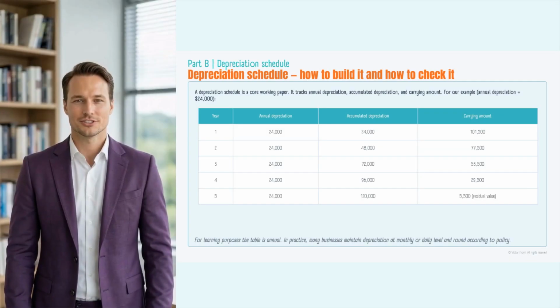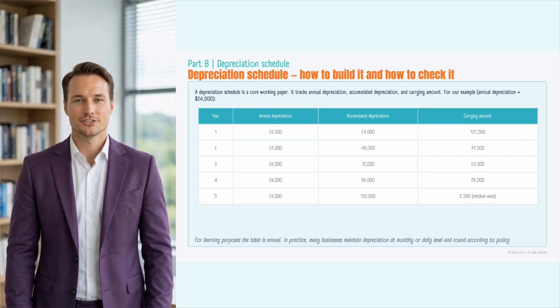A depreciation schedule is one of the most useful working papers in asset accounting. It helps us track annual depreciation, accumulated depreciation, and carrying amount year by year. In our example, the annual depreciation is constant, so each year adds the same amount to accumulated depreciation. At the same time, the carrying amount declines until it reaches the residual value at the end of the useful life. This schedule is not just an academic table.